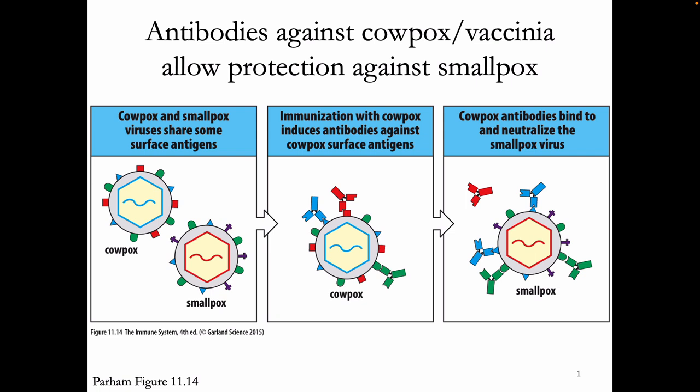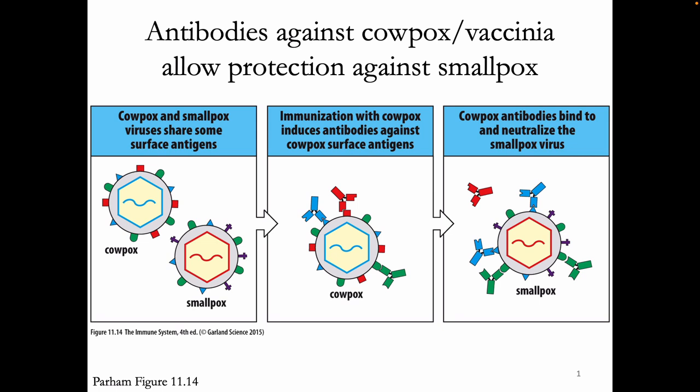I started telling you about details of vaccines last time, and I gave you the example of Edward Jenner, who used cowpox and then experimentally infected people with smallpox. That whole process works because these two viruses are rather closely related. They share some antigens, which you can see here. The cowpox has the green thing and the blue triangle, as well as smallpox. They also have some unique antigens.